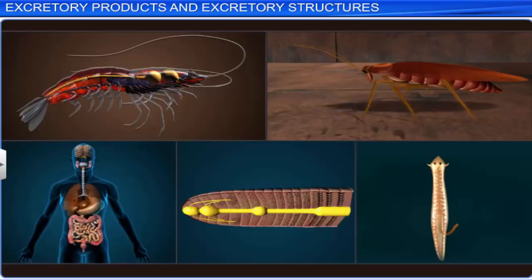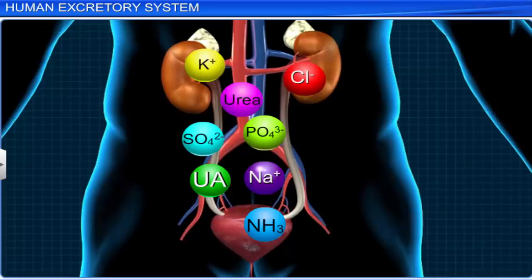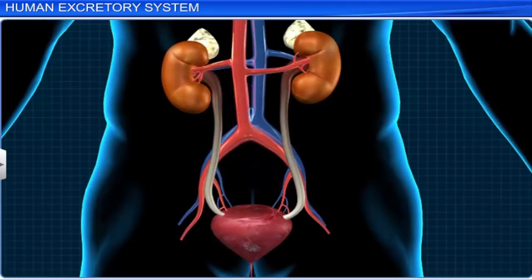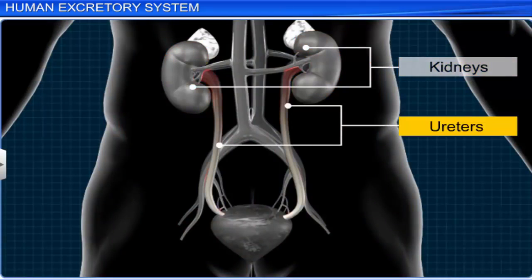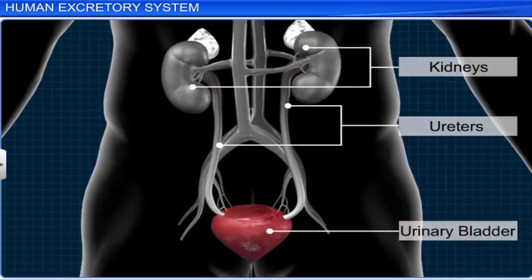The excretory organelles may differ from animal to animal and have evolved from simple to complex structures based on the needs of the organism. The excretory system is a biological system that helps in the removal of metabolic waste products from an organism. Much of the excretion in man is executed by the urinary system, which constitutes a pair of kidneys, a pair of ureters, a urinary bladder, and the urethra.